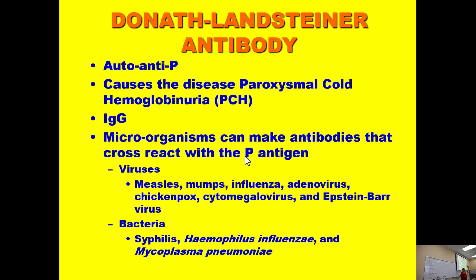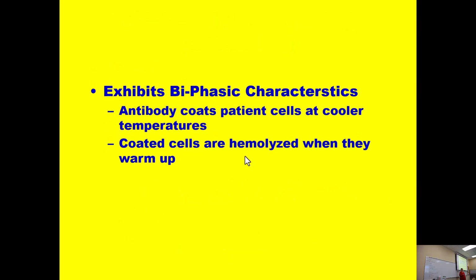Donath-Landsteiner antibody, we did talk about this earlier. I'm bringing it back up now. You've learned a little bit more. Auto-anti-P. It causes that paroxysmal cold hemoglobinuria. It's an IgG. Microorganisms can make antibodies that cross-react with the P antigens. That's where we see a problem with cross-reactivity. Viruses, bacteria, all can cause problems.